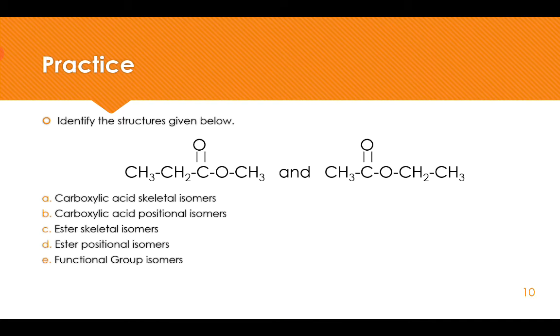Look at the structures below. What types of isomers are these? Go ahead and pause the video, identify the relationship between these two molecules, and unpause the video when you're ready to check your work.